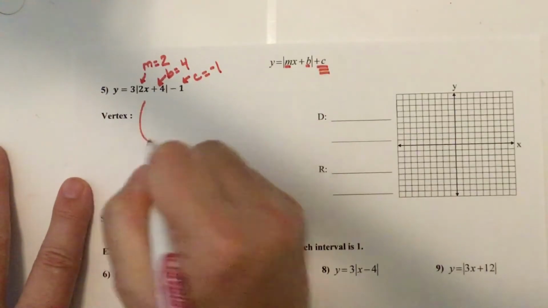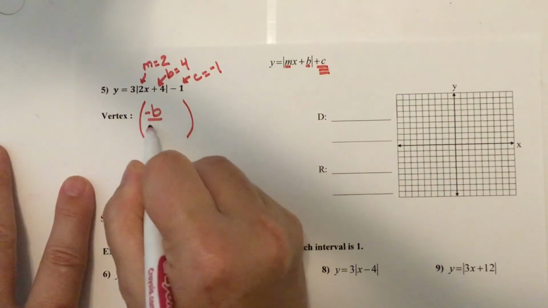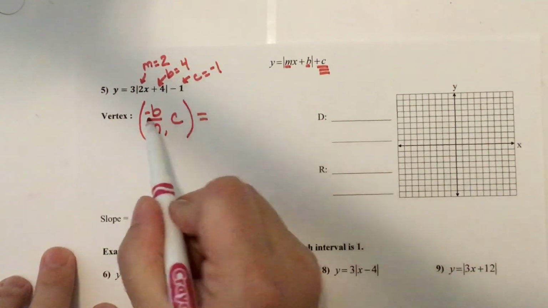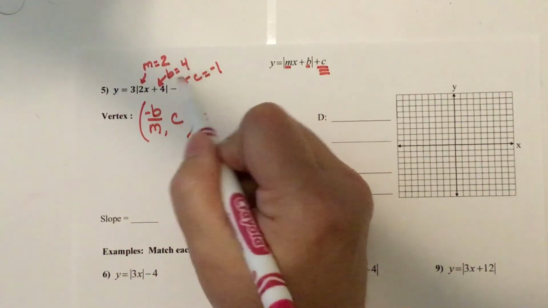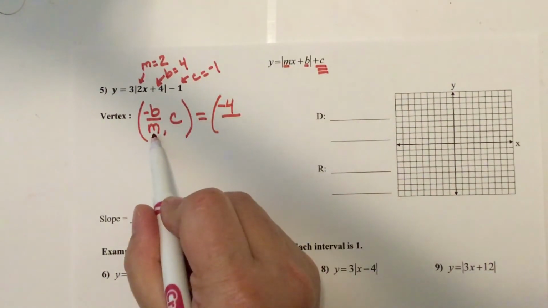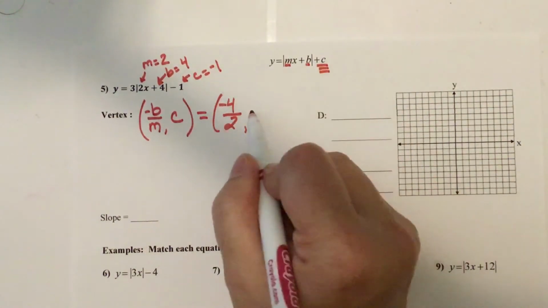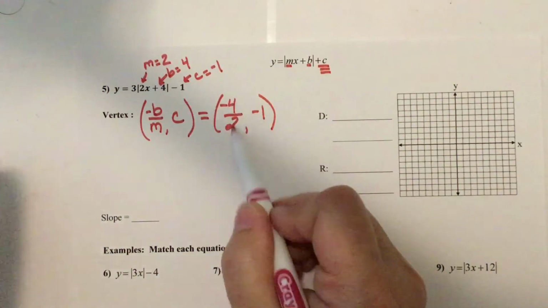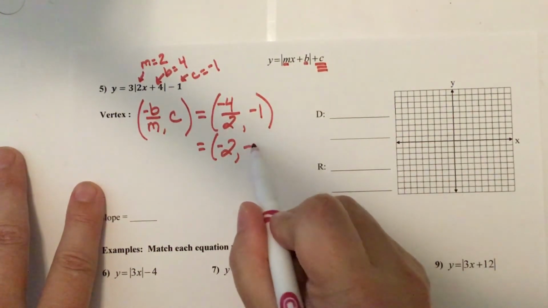All right, does anybody remember that formula? Opposite of B over M, comma, C. All right, so it wants us to take the opposite of B. What's the opposite of a +4? A -4. Put your division bar. Who'd we say M was? 2, comma. Who did we say C was? -1. Let's clean it up. What's -4 divided by -2? -2. And then bring that down.